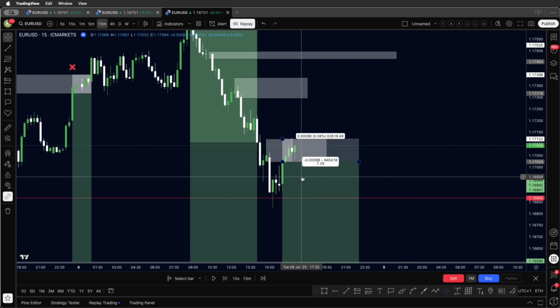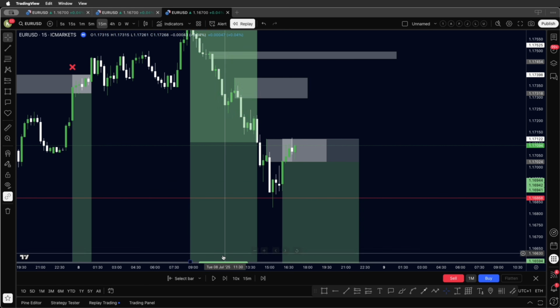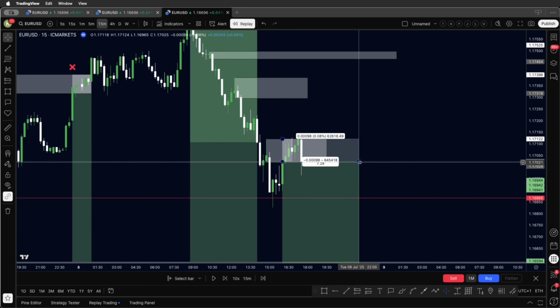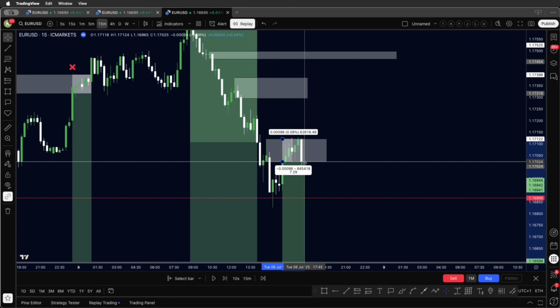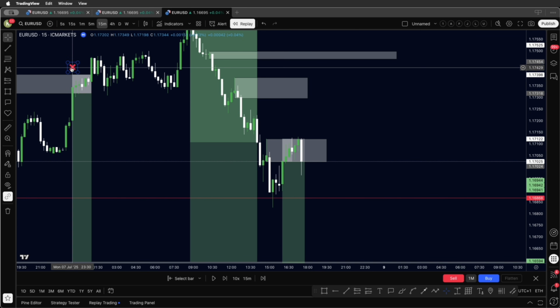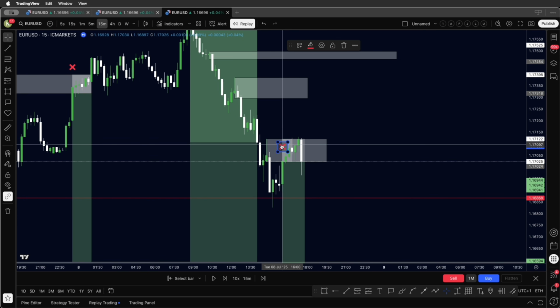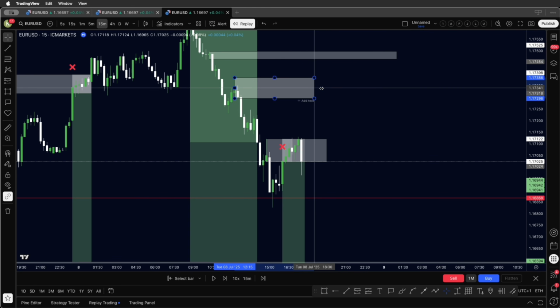So a break and a close back in the range again. Oh. So anyway, that would be a loss as well. Still got these to look at.